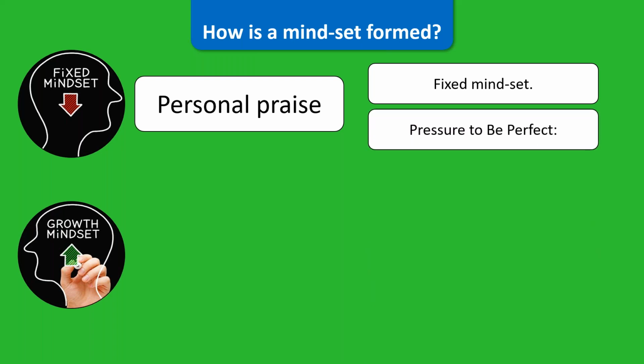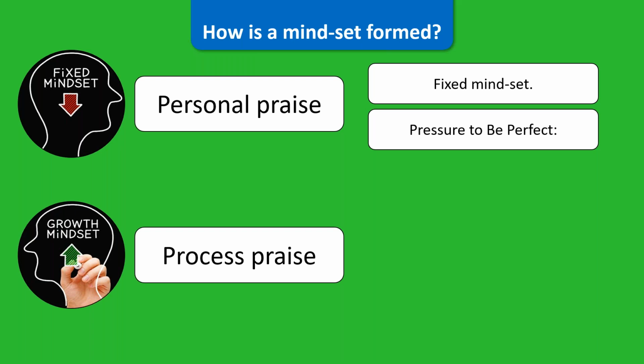They're under pressure to be perfect as well. So when you praise somebody for being smart or talented, they might feel like they have to be perfect all of the time to keep that praise up. And that can be really stressful for them. On the other hand, we've got process praise. So this is when you say you worked really hard. You kept trying and it paid off. And it's all about recognizing the effort and the strategies that people use to succeed.